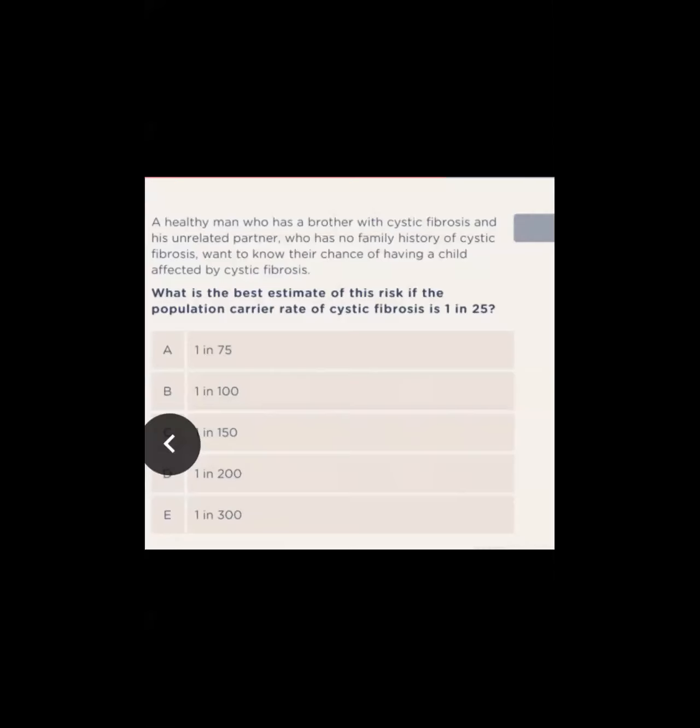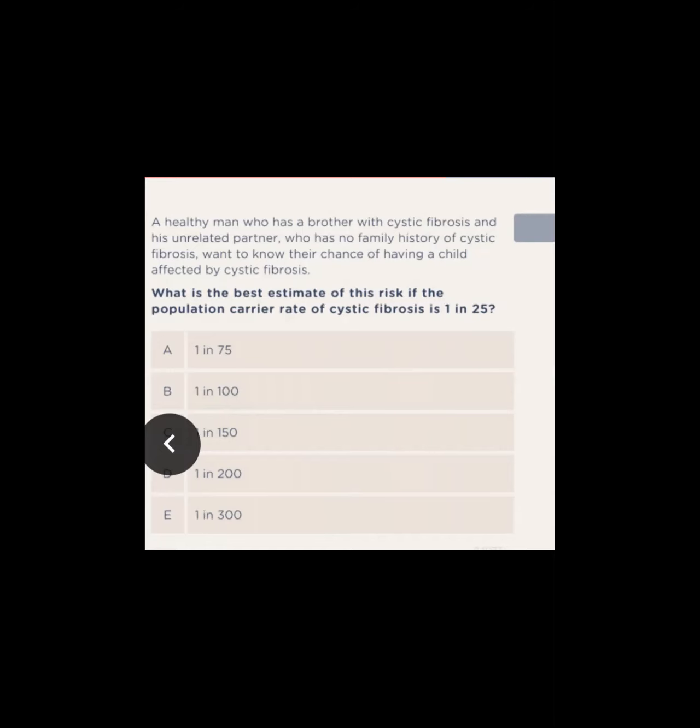We don't know, because it is autosomal recessive. Now, a healthy man who has a cystic fibrosis brother, that means a man whose brother is affected by cystic fibrosis, and his partner is unrelated. They do not have any family history, and they are not related by family or by blood. The unrelated partner, who has no family history of cystic fibrosis, wants to know their chance of having an affected child by cystic fibrosis, because here the man's brother is affected.